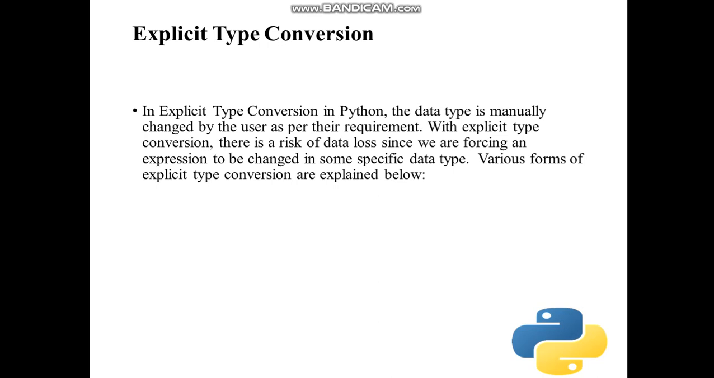Next is explicit type conversion. In explicit type conversion in Python, the data type is manually changed by the user as per their requirement. With explicit type conversion, there is a risk of data loss since we are forcing an expression to be changed into some specific data type. Various forms of explicit type conversion are explained below. So here the user is going to forcefully convert one data type to another data type. This is called explicit type conversion.